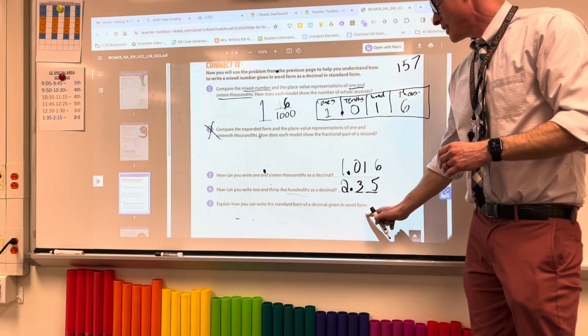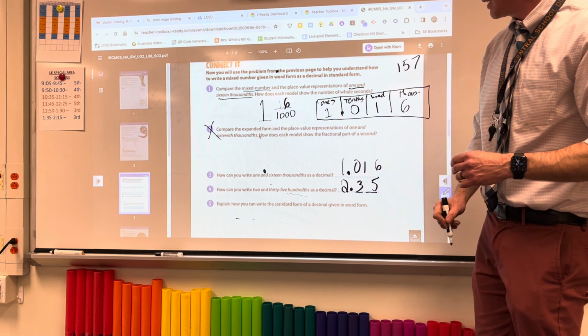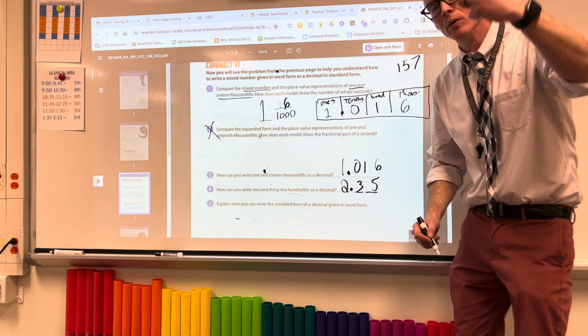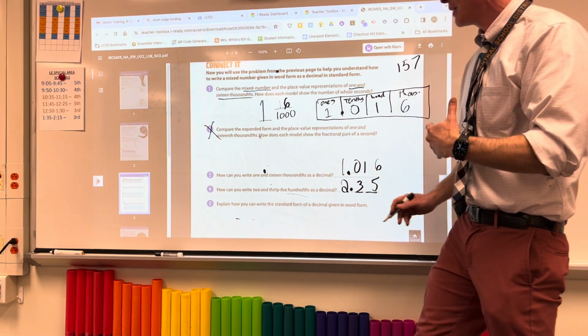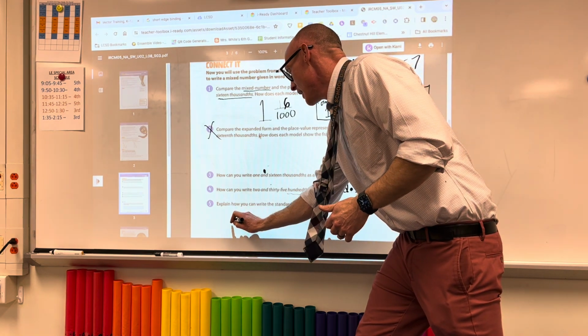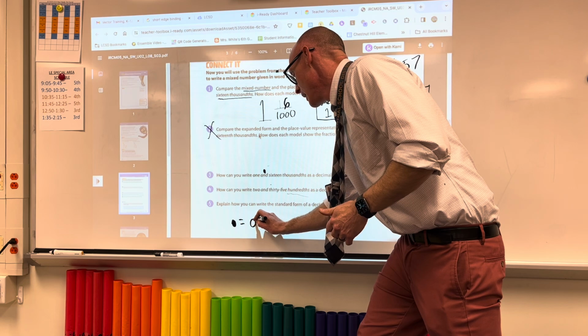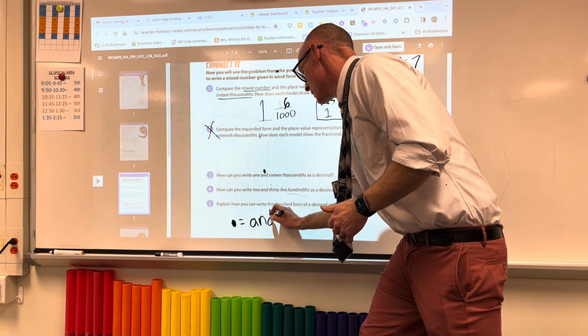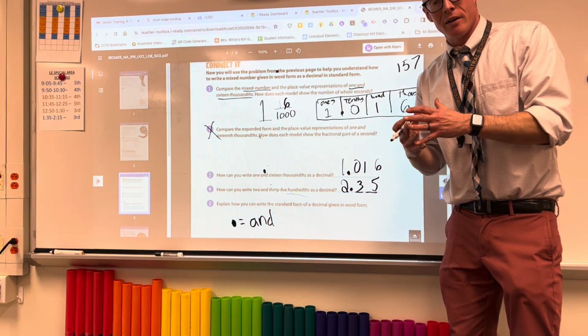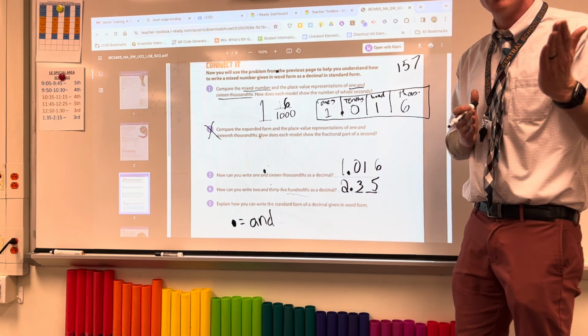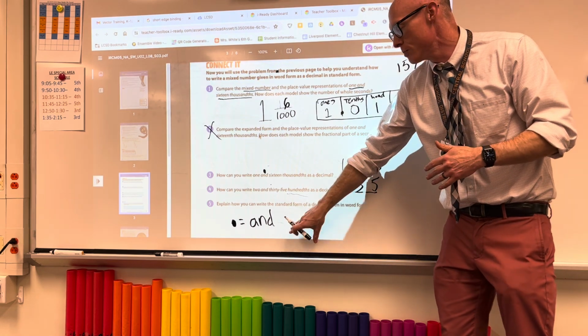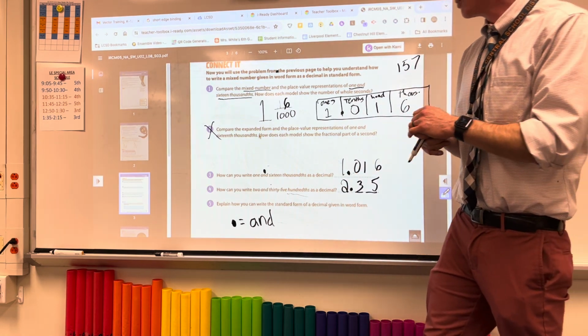Explain how you can write the standard form of a decimal given in word form. The only thing that I need you to have down is that the decimal point is equal to and. If you can get that part down, that separates the whole number from the part of the number. So just make sure you have decimal point is equal to and.